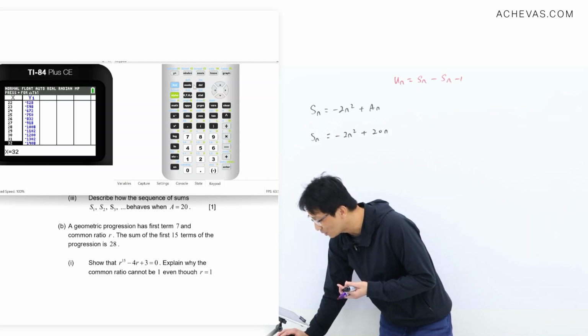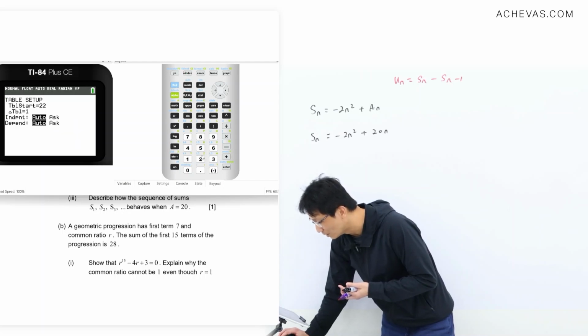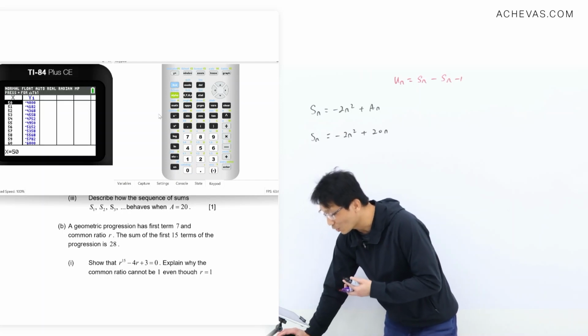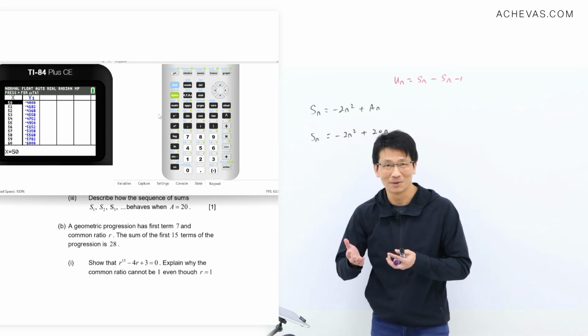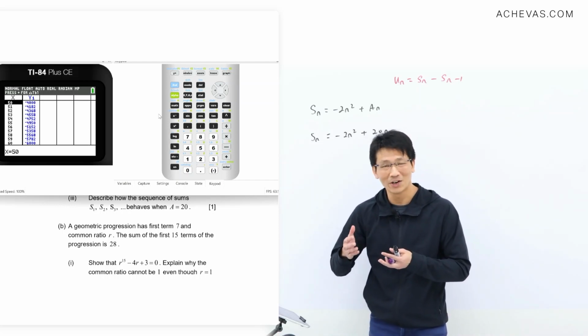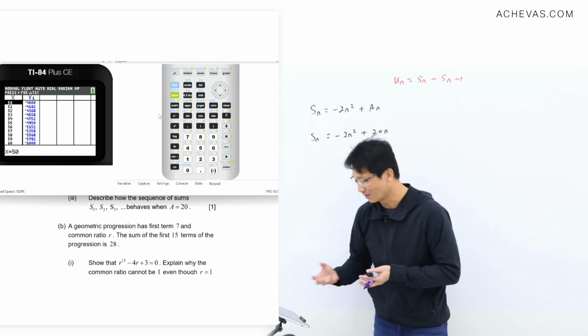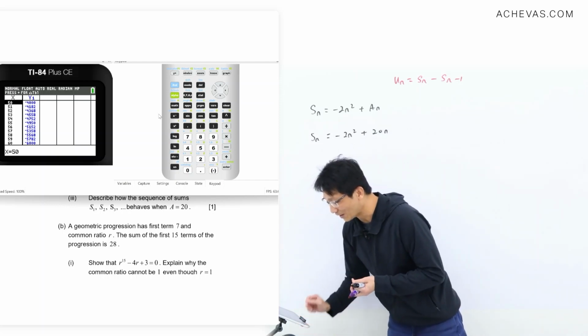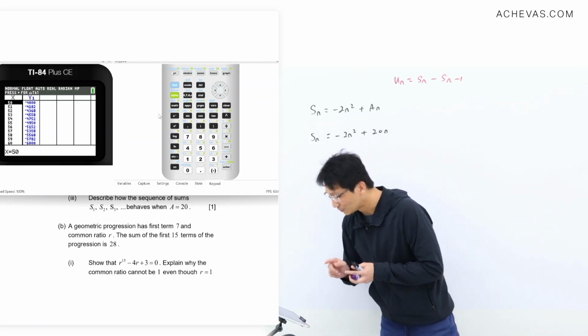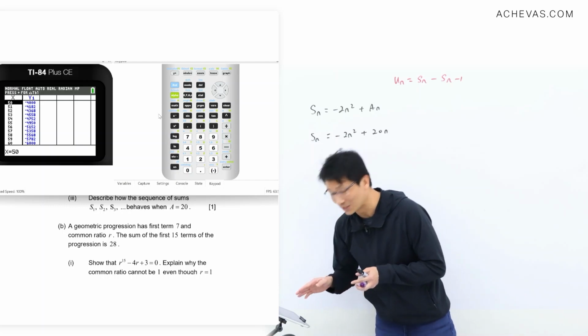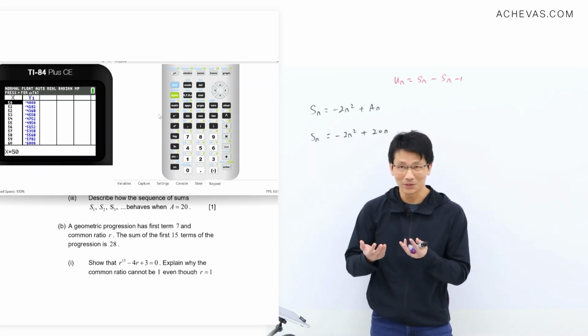All right, if you want to be sure, you can go to second window. Maybe I can just put a value of 50 and see what happens. Maybe we can try not to put in a very large number, because if you put in a very large number, the GC will take an awful long time to generate the values. All right, that's right. So our initial suspicion is correct. So how are we going to describe it?